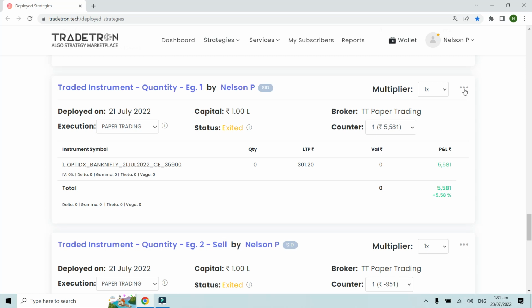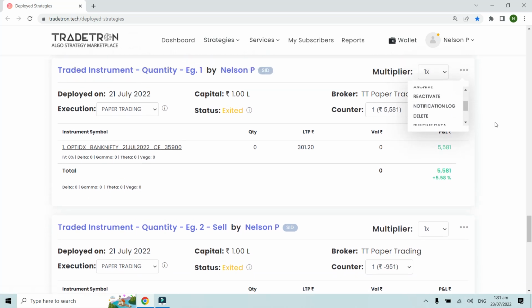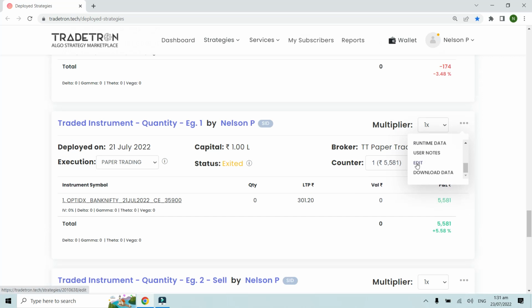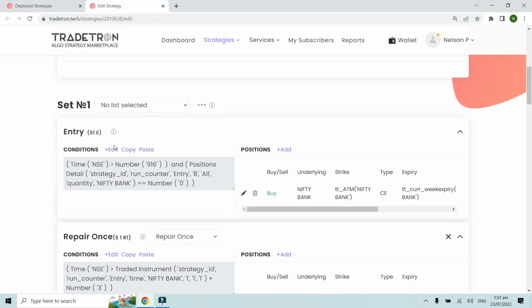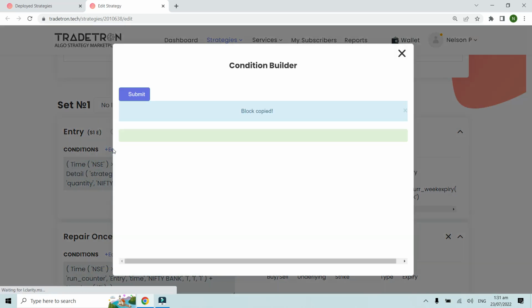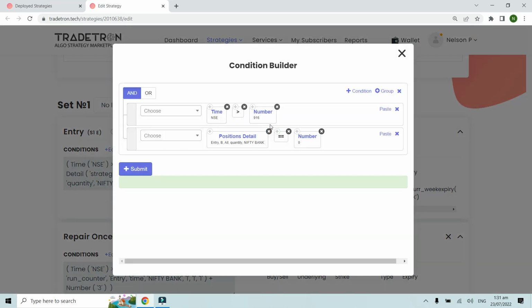I will go to the strategy condition to see what kind of condition we have built, so that it will be clear to you based on what it is taking the trades and dicing the quantity. This is the first set. In this set, as you can see, we have put a very simple condition that we want to take this trade at 9:16 a.m.